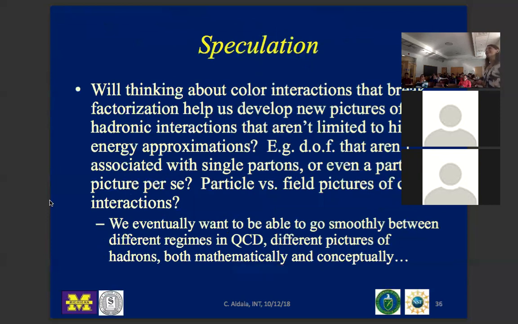So my second to last slide here, some speculation, is: well, thinking about color interactions that break factorization eventually helps us develop new pictures of hadronic interactions that aren't limited to high energy approximations. So like degrees of freedom that aren't associated with single partons or even a partonic picture per se, to help us sort through particle versus field pictures of color interactions.